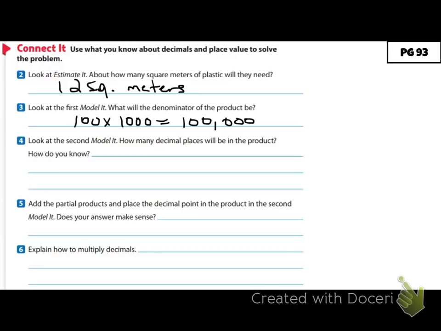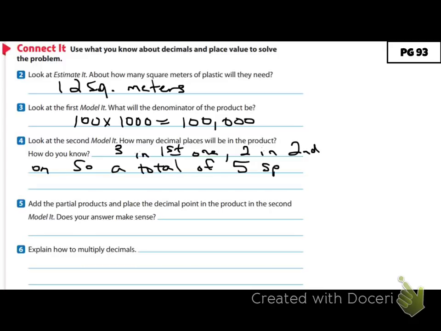Look at the second model it. How many decimal places will be in the product? 3 decimals in the first, and 2 in the second one. So a total of 5 spots.